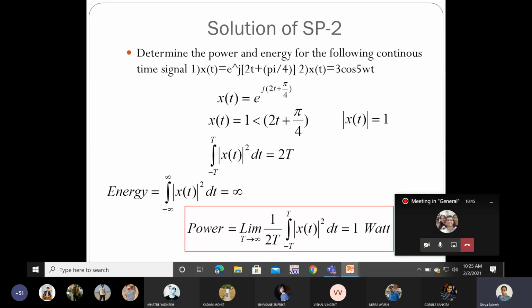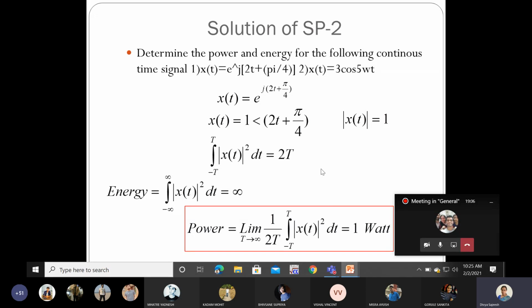Substituting that in the equation for energy, we finally get energy as infinite. Whereas if you substitute in the power equation, we get 1 watt. So the signal is a power signal. It is not an energy signal.